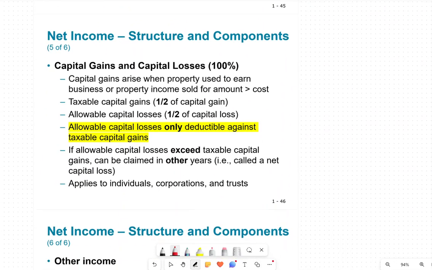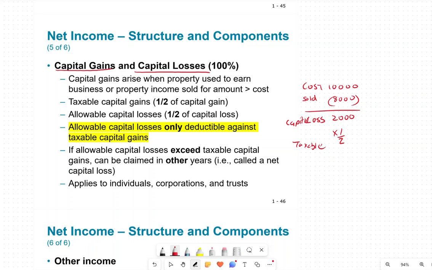Next one, we talk about capital gain and capital losses. So we call it capital gain and capital loss. When you sell a property for more or less than what the cost is. So your cost was, let's say, $10,000, but your proceeds were, let's say, $8,000. So what we have is $2,000, we call it a capital loss. When we think of a taxable, in this case, we multiply by half, and it will be a taxable loss.